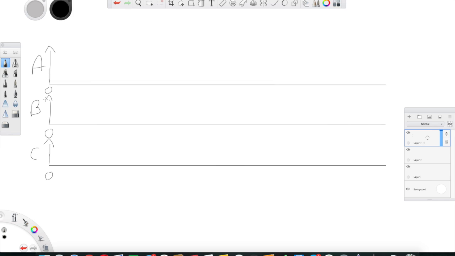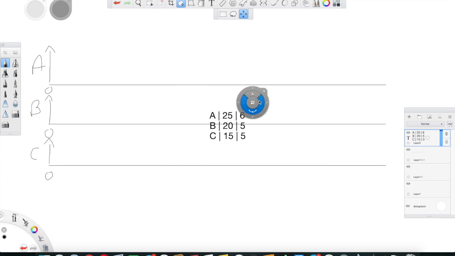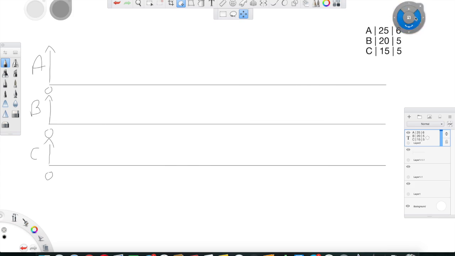If we remember the properties of the tasks, task A had a period of 25 clock ticks and a worst case execution time of 6. Task B had a period of 20 and an execution time of 5. And finally, task C had a period of 15 and an execution time of 5. And we click OK, and we move this to the side.